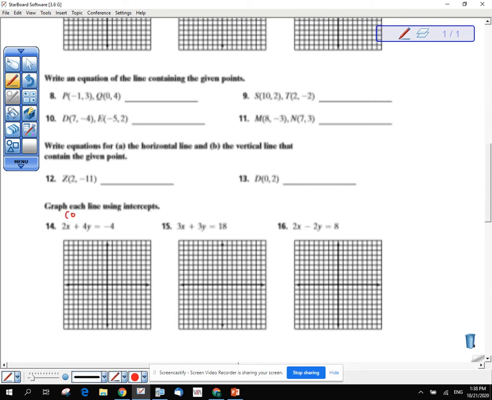If I plug in a 0 for x, this would go away. I'd be left with 4y equals -4. Divide both sides by 4, you'll get -1. If I plug in a 0 for y, this would be gone. You have 2x equals -4. That would be -2. So (0, -1) and (-2, 0).